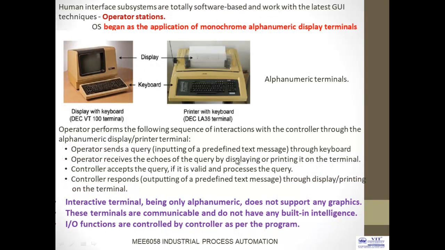So generally, human interface systems are totally software-based and work with the latest graphical user interface techniques. That's called operator stations. We can say that a human interface technique is an operator interface with the system, and the entire setup is called operator stations. Actually, the operator stations were initially built with monochrome alphanumerical display terminals.